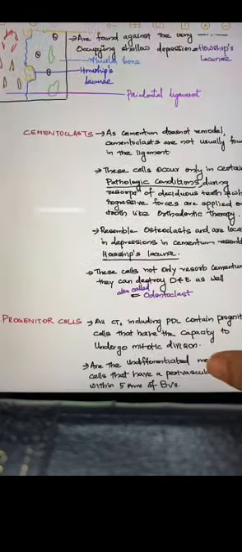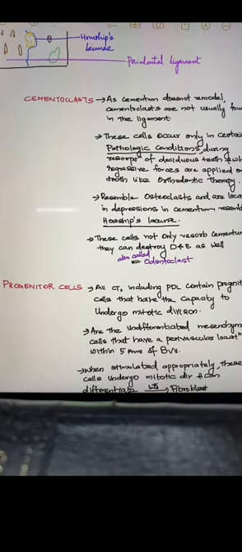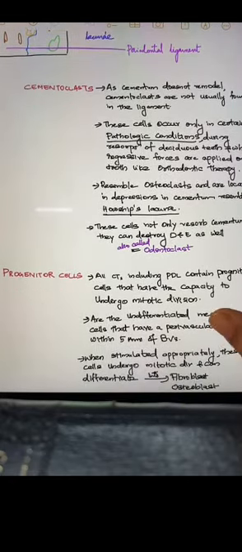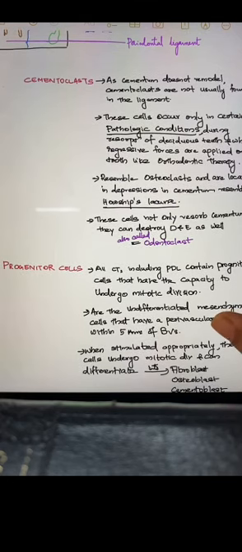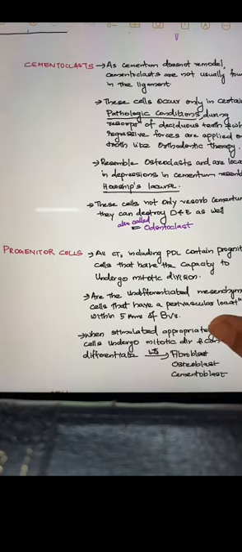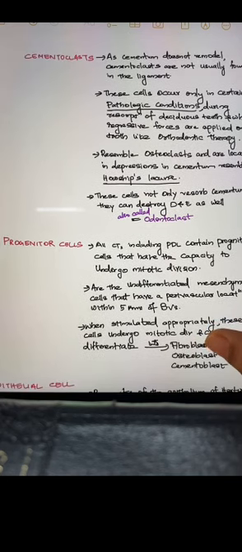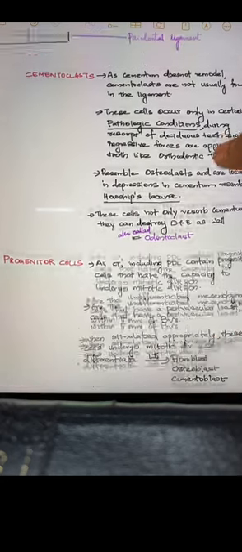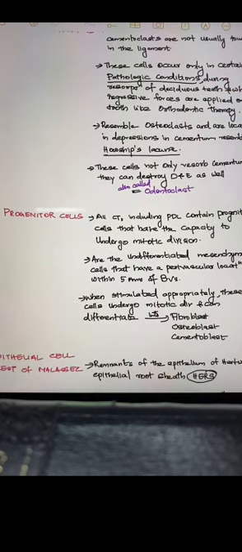Next is the cementoclast. As cementum doesn't remodel, cementoclasts are not usually found in the ligament. But these cells occur in certain pathologic conditions, especially during resorption of deciduous teeth and when excessive forces are applied on a tooth, like in orthodontic therapy. These cementoclasts resemble osteoclasts and are located in depressions, the Howship's lacunae, the same as osteoclasts. These cells not only resorb cementum, but can also destroy the dentin and the enamel as well.